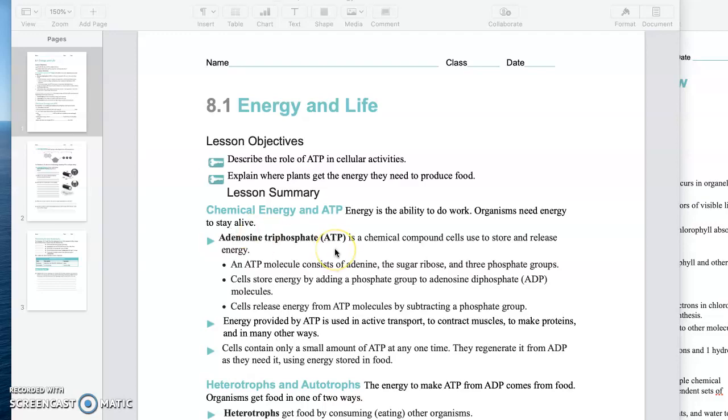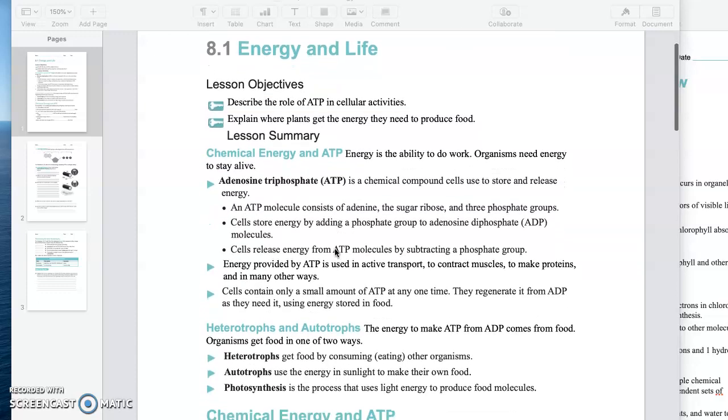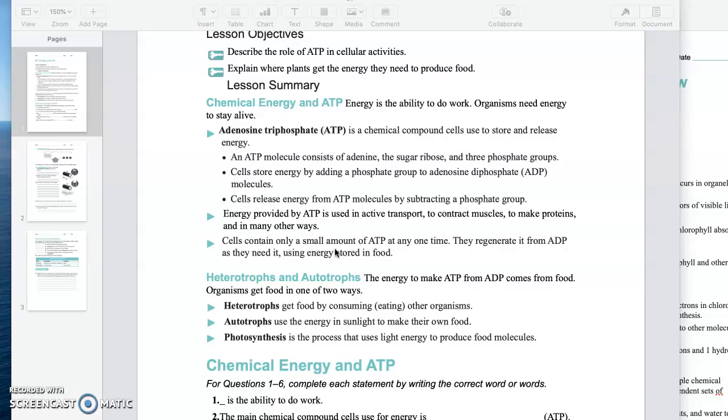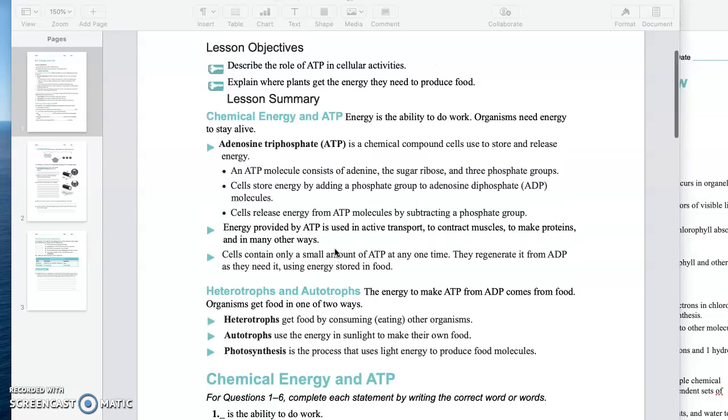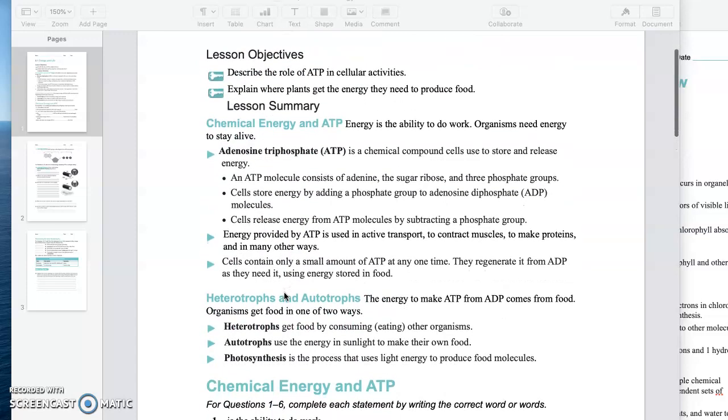So let's look at this. We'll spend like 5 minutes just looking at 8.1, and then we'll spend the last 10 minutes looking at 8.2. So 8.1, the focus is really on two big things, ATP and then these different trophs. So let's just cover ATP one more time.